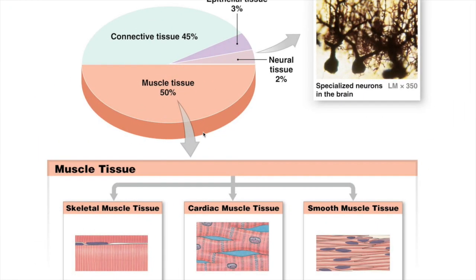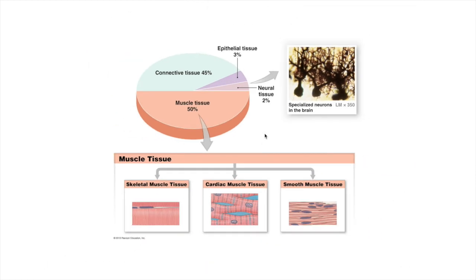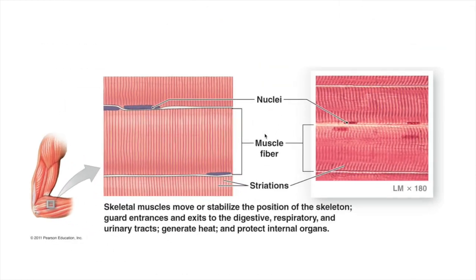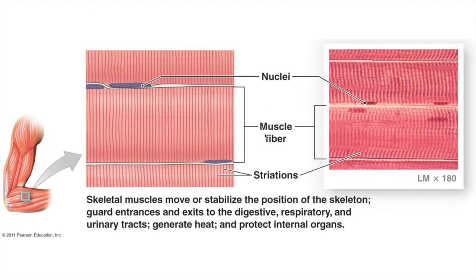Alright, next tissue type is muscle. If we look at the weights, about half of the weight of our body comes from muscle tissues, 45% from connective, 30% from epithelial, and 1-2% from neural tissue. And as we said earlier, muscle tissue contracts, and there are 3 types. First, skeletal muscle attaches to our bones, and it's consciously controlled, or we say it's voluntary.